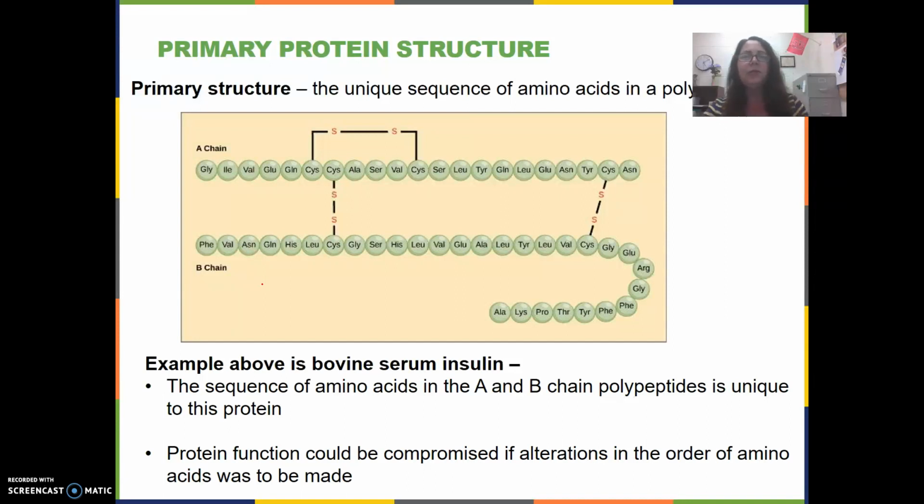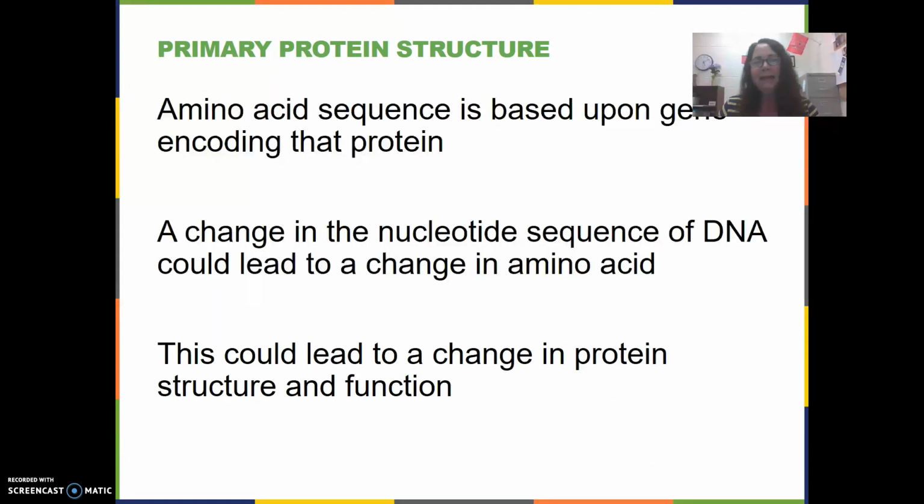So this is showing you primary structure. Primary structure is simply the sequence of amino acids, and these are abbreviations for amino acids: glycine, isoleucine, valine, glutamine, I don't know all of them, alanine, cysteine, serine, tyrosine, leucine. So all of these, the sequence of the amino acids, is the primary structure. And then this page just tells you that the amino acid sequence comes from the DNA code.